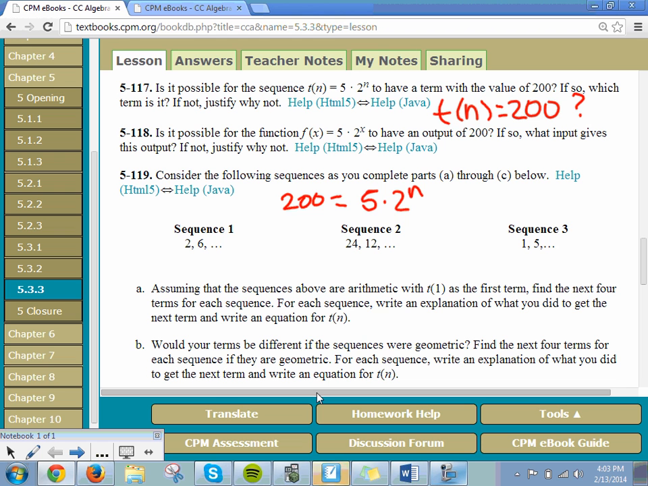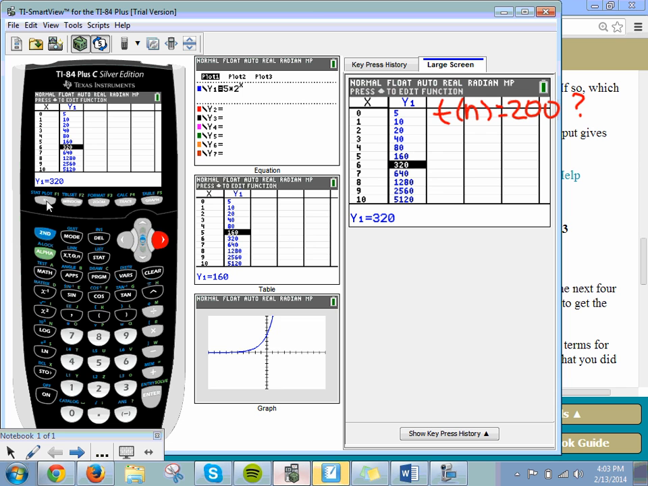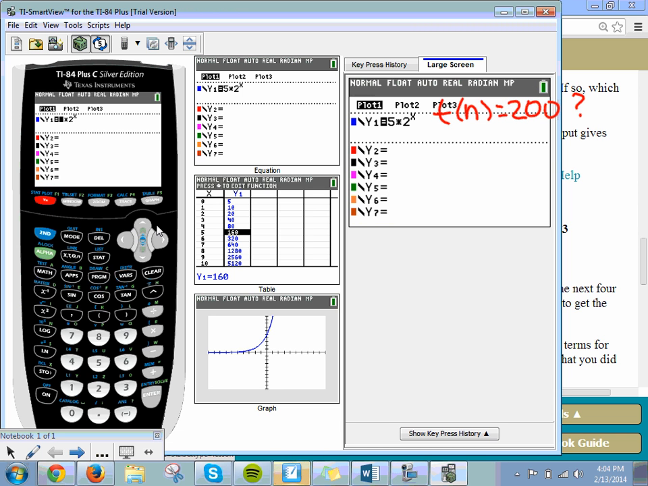What we want to do then is think about creating a table. And I know that I can use my graphing calculator to create a table. So that's what I'm going to use. So in my graphing calculator, in my y equals screen, I will put that explicit equation in there. Sorry, my calculator froze. We have y equals 5 times 2 to the x.